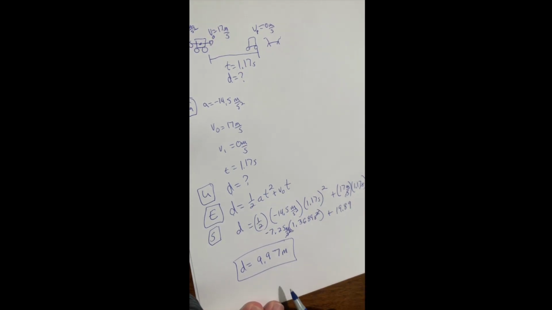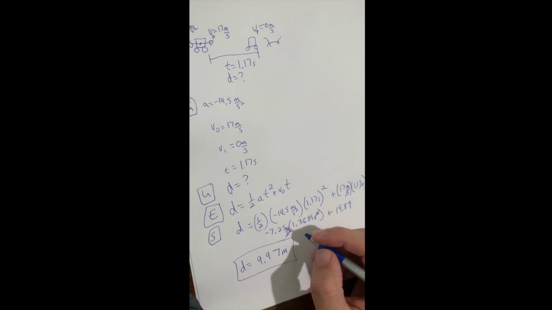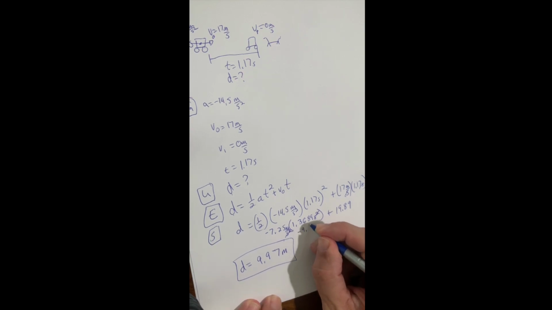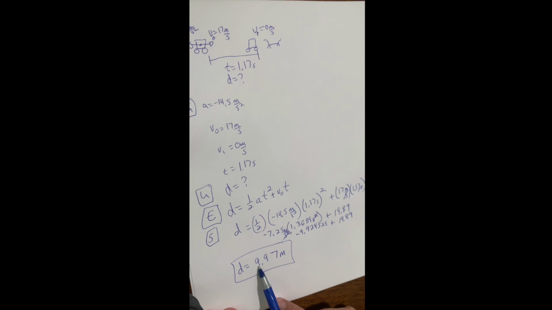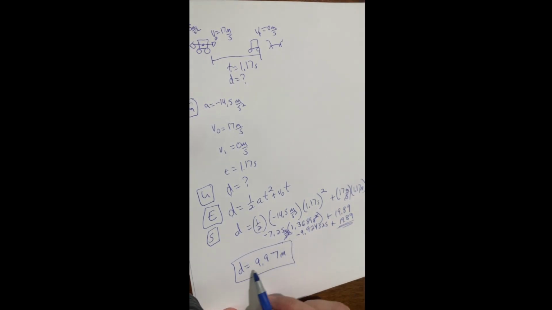So negative 7.25 times 1.3689, negative 9.924525, plus 19.89. We got a negative and a positive adding together, and the answer is going to be that. And it's a positive answer because our positive over here is bigger than the negative, so the positive actually wins, and that winds up being your answer.